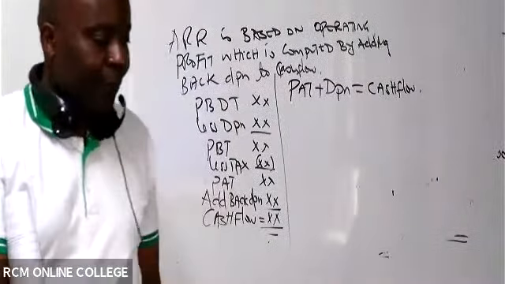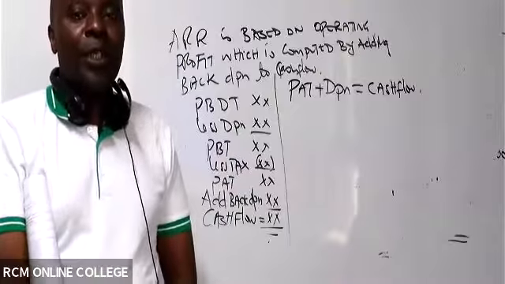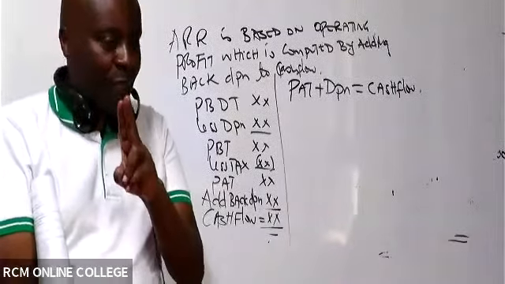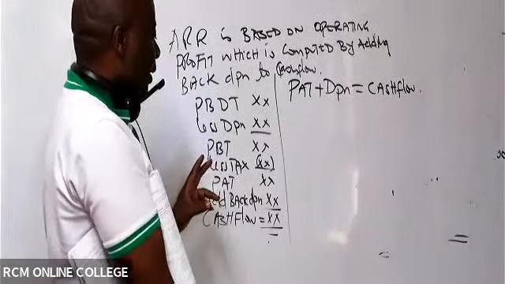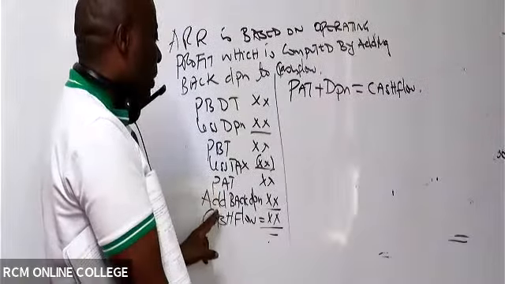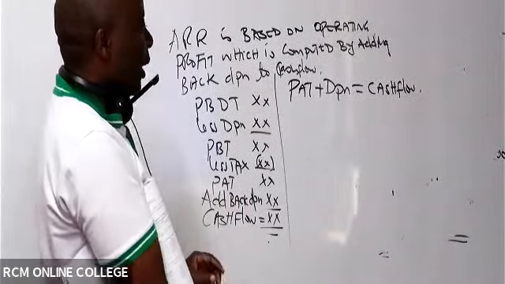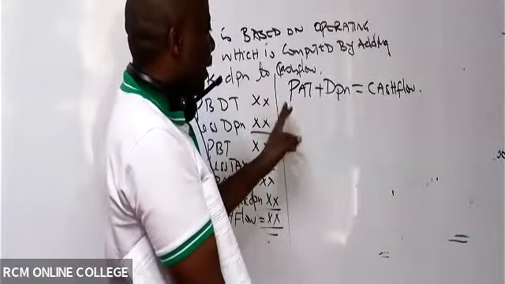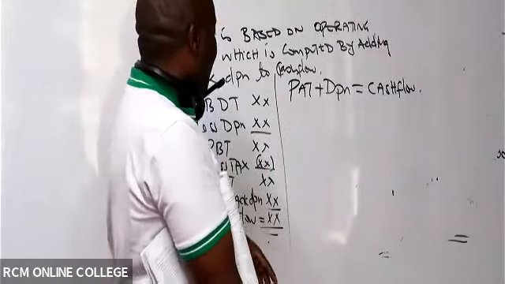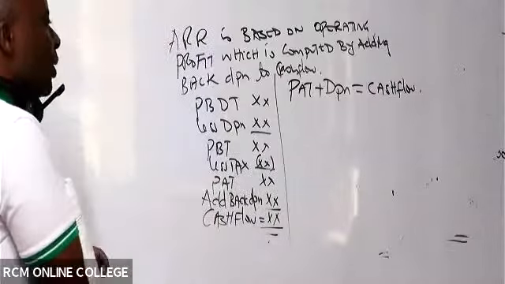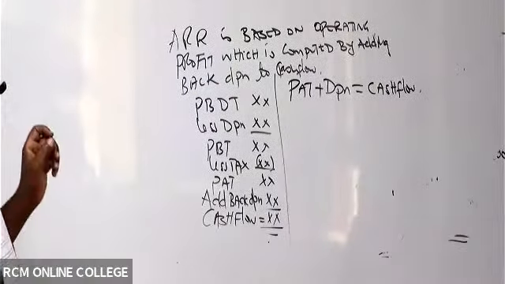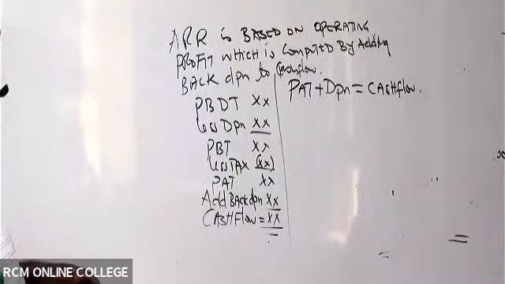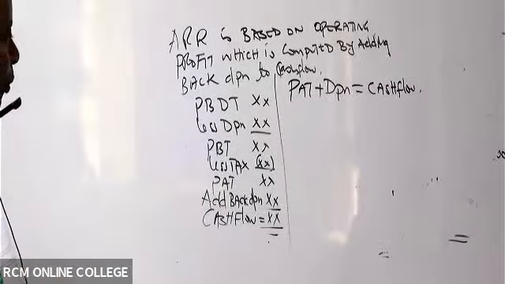Can we continue? Thank you so much. I would want us to start by making a change. I realized I've confused here. From this equation, once you get PAT, you always add back depreciation to get cash flow. So if you would want to get profits, what are you supposed to do?